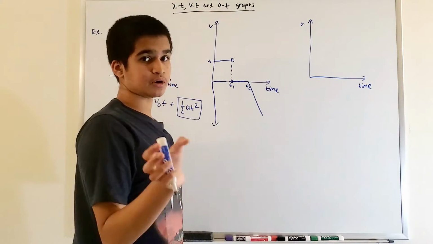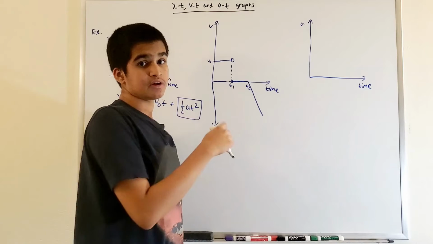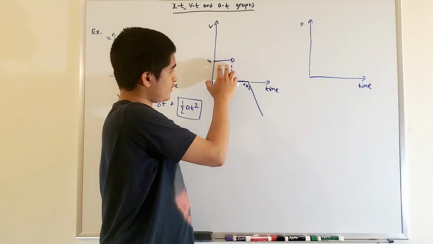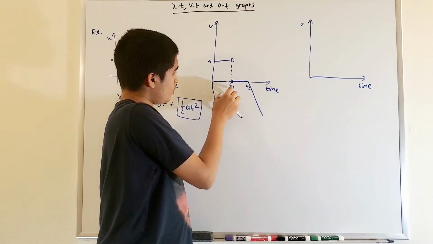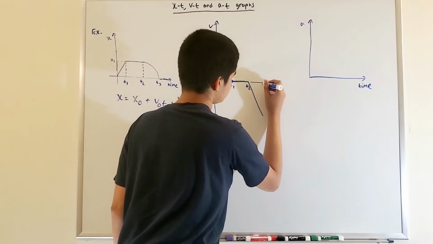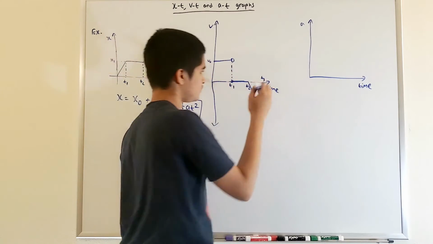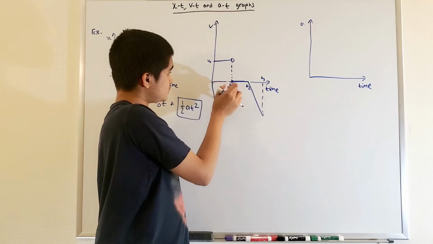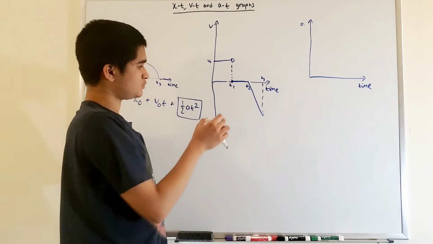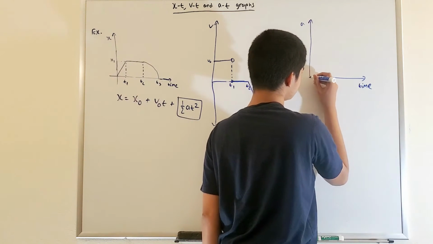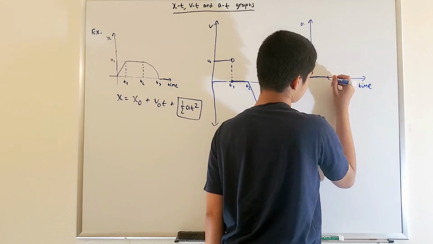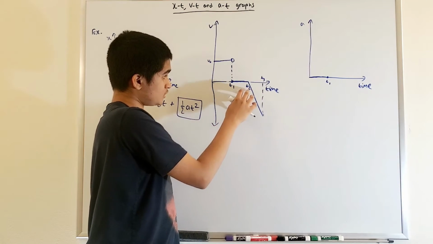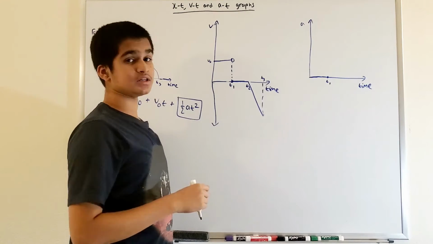And for the acceleration time graph, we can just look at the velocity time graph and analyze that. So we see that the velocity is not increasing between interval t0 and t1. Let's write t3 over here. We see that the velocity is not increasing between t0 and t1. That means that the acceleration between this interval must be 0. And the same would be applied between t1 and t2, as the velocity is still not changing.